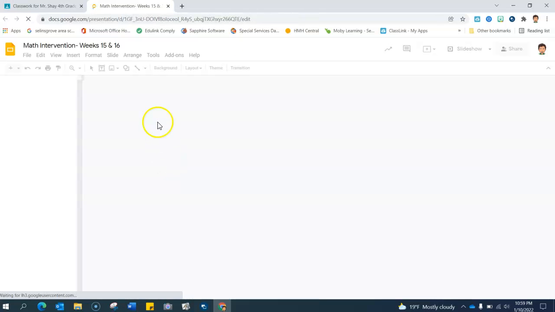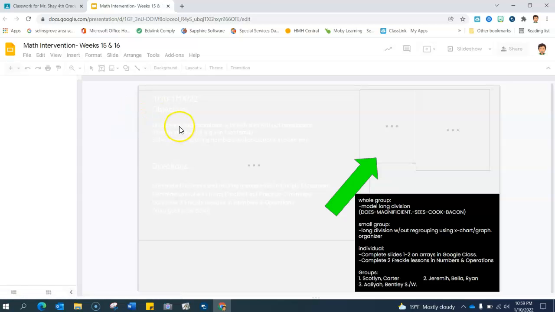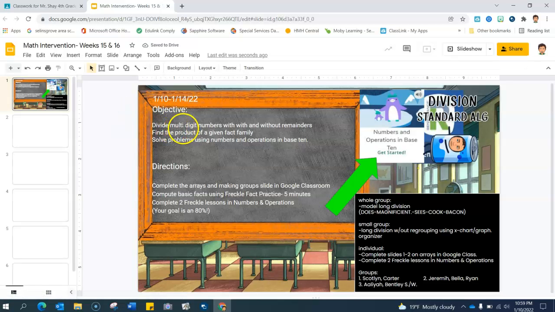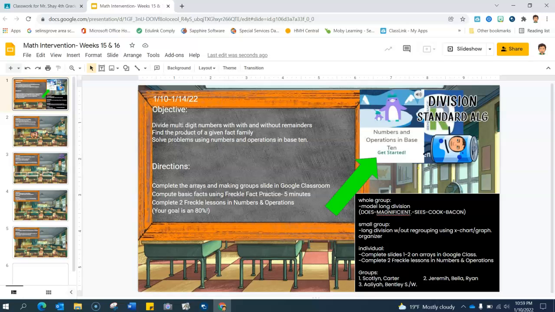This is our daily slide that tells us what groups we're in, as well as our objectives and directions. So we just began dividing numbers with and without remainders, long division, and we're going to continue doing that, as well as practicing our fact fluency and those skills in our numbers and operations in base 10. So here you have our objectives, which I just reviewed with you.